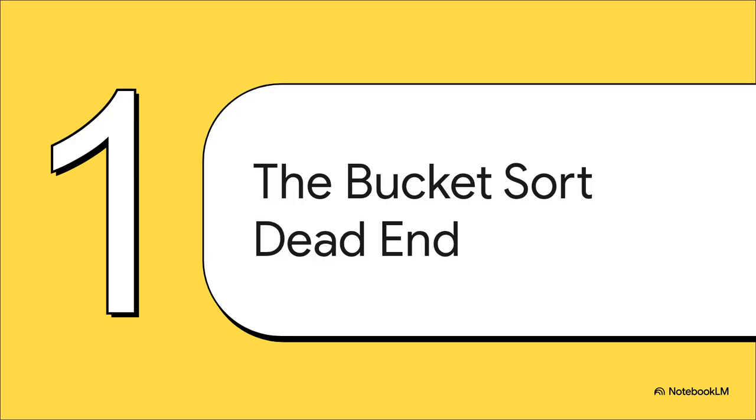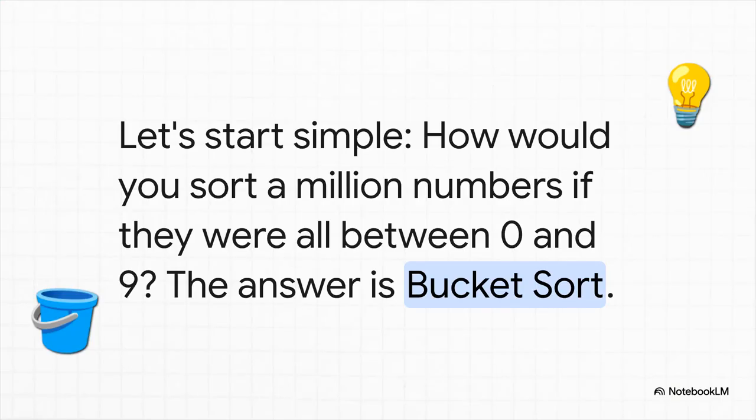To see how we get there, we've got to start with a much simpler version of the problem first. This is going to lay all the groundwork for the really cool solution. So forget 32-bit integers for a moment. Imagine you had to sort a million numbers, but they were all just single digits, 0 through 9. Well, the fastest and, honestly, most intuitive way to do this is with an algorithm called bucket sort.